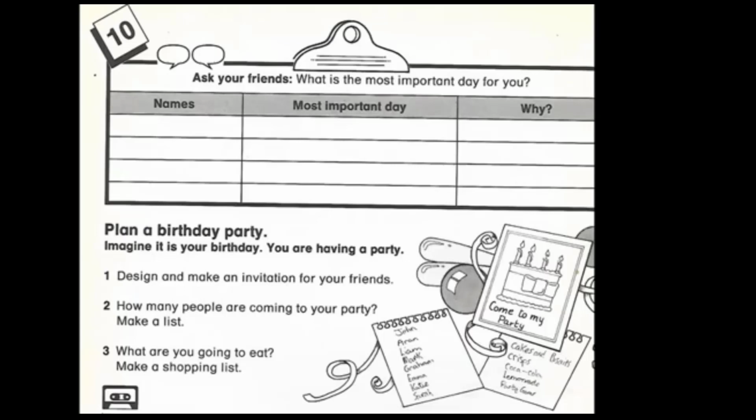The following 2 tasks are examples of the ways in which sharing personal information and being creative are used at the service of language teaching. Notice that in the first task, students have to exchange important information on the most important day for them. In the task that follows, they have to creatively use their imagination so as to design an invitation for a birthday party, and they also have to make a list of the people who will be invited and a shopping list of the items that they will need for the party.